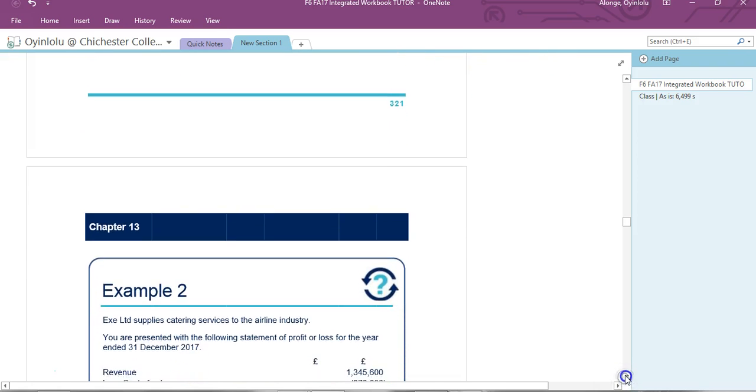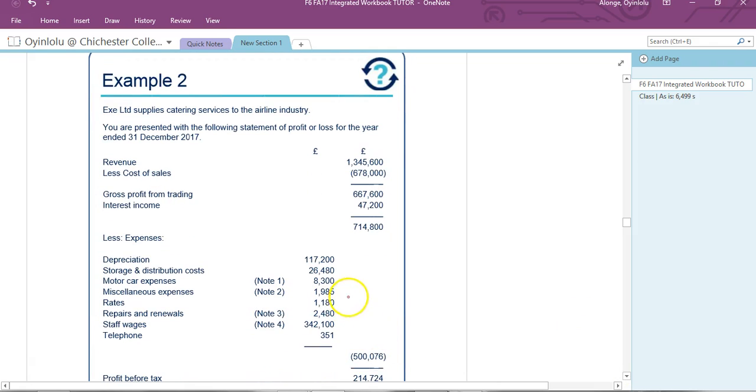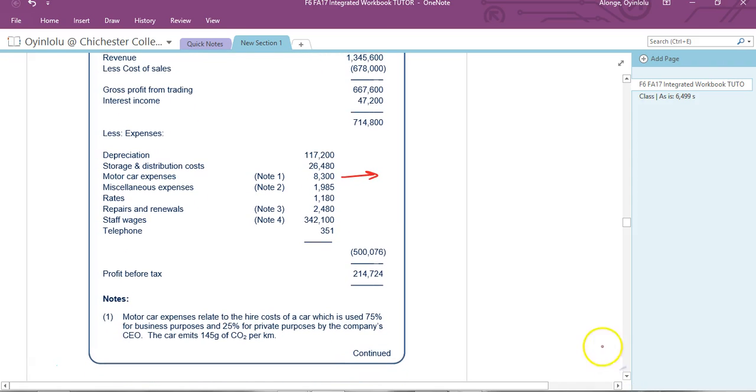And there's a good question here. I suggest you do this question. I think you should be all right with all of them. I want you to focus on this motor car expense, and you will see here that it says, let's look at the note. Yes, here we are. So this note really is an important note. If you remember from our earlier discussion, it says the hire car has CO2 emissions of 145, which is greater than 130 grams.